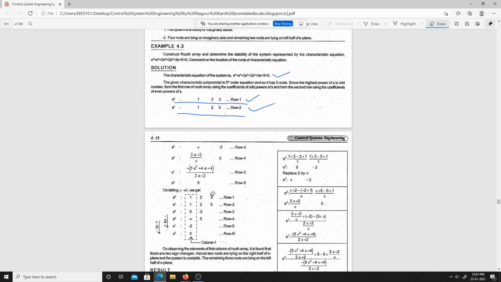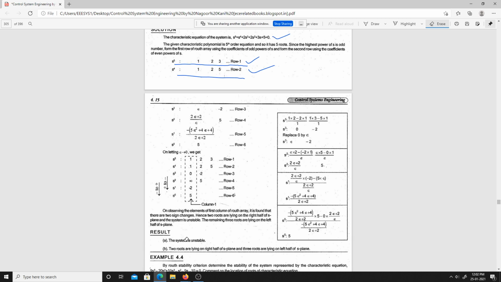After constructing the Routh array, I again let this epsilon go to 0. Is it clear? After the construction of the Routh array, I again replace this epsilon with 0. So this is what we have. On observing the elements of the first column of the Routh array, we have found that there are two sign changes.